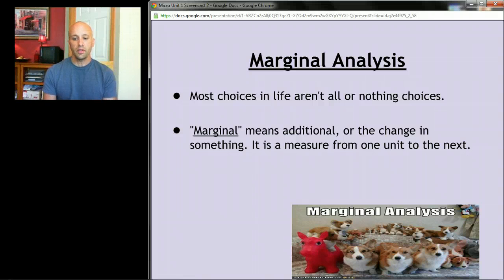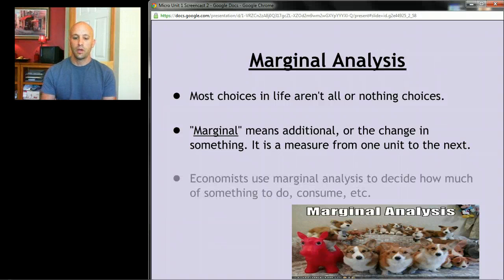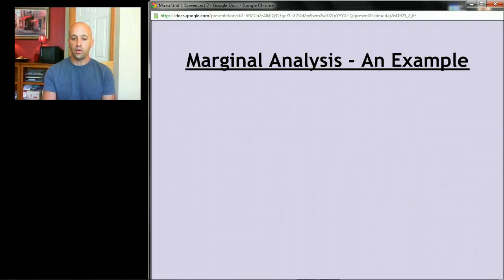So, the word marginal means additional or the change in something. It's a measure from one unit to the next. Now, economists use marginal analysis to decide how much of something to do. And by the way, if you're taking calculus, you might want to equate marginal with derivative, but I don't want to confuse anyone. We're not going to be using calculus. If that helps you, great. So the best way to understand marginal analysis is really just to go through an example. So I'm going to go through an example with you.